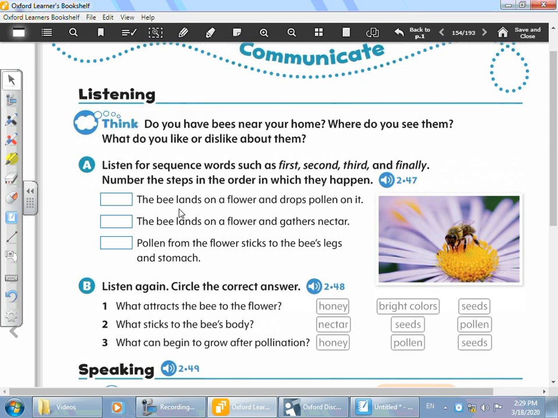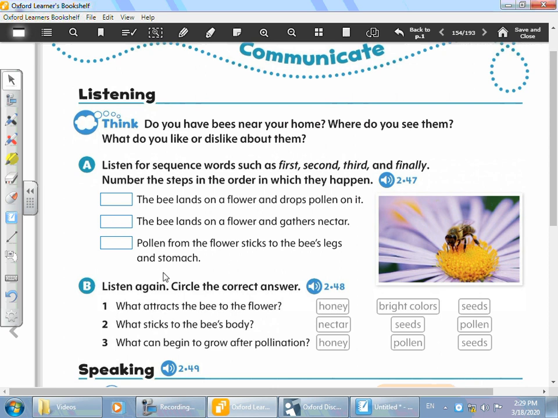Okay, so here we heard the girl talking about the pollination process. And we have 3 things here, 3 sentences. We're going to number which happens first. We have the first one. The bee lands on a flower and drops pollen in it. Is it the first thing that happens? No. Excellent. Okay, let's see. The bee lands on a flower and gathers nectar. Excellent. So this is number 1.